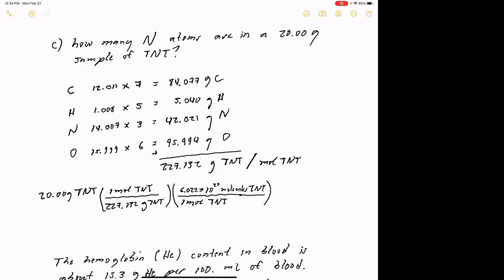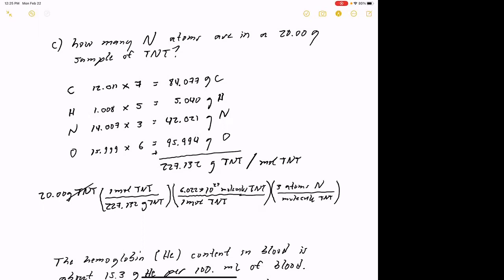So now I've got to go back to my formula and say, okay, how many nitrogen atoms do I have per TNT molecule? I think it's 3, right? So I've got 3 atoms of nitrogen for every 1 molecule of my TNT. All right, I think that's everything I need. Let's check our units and make sure it all works.